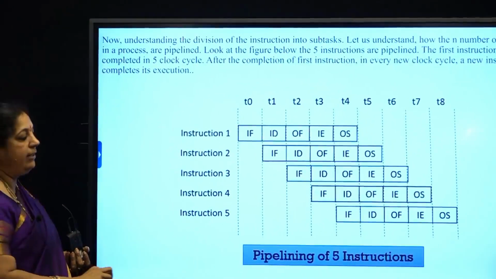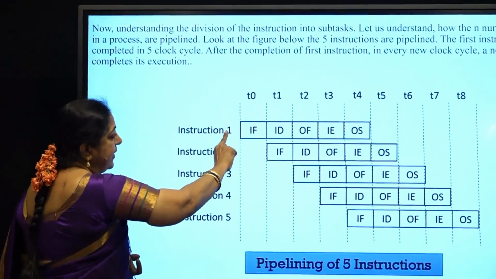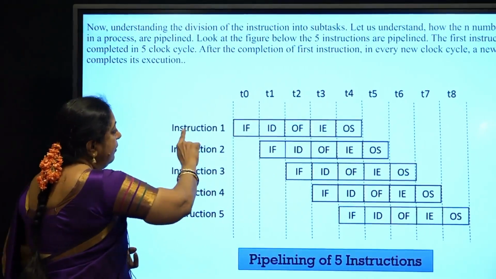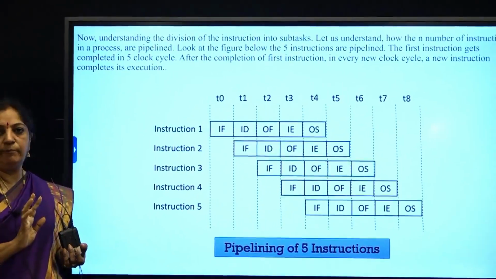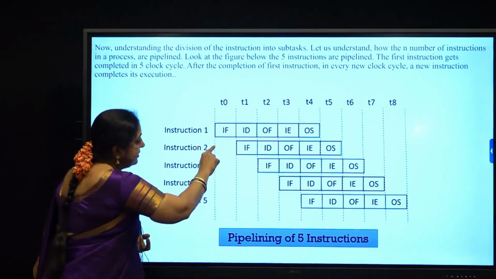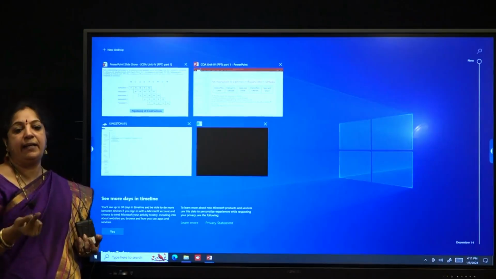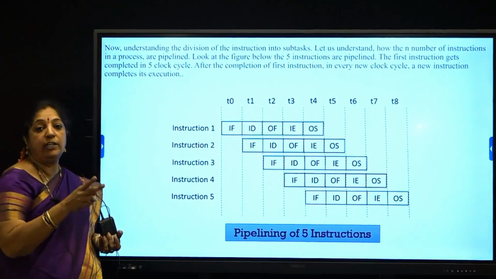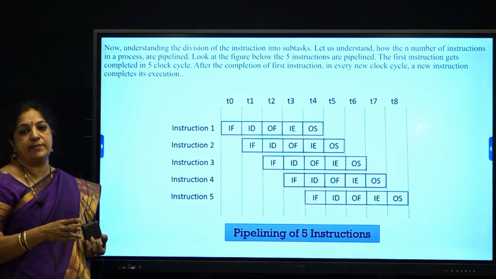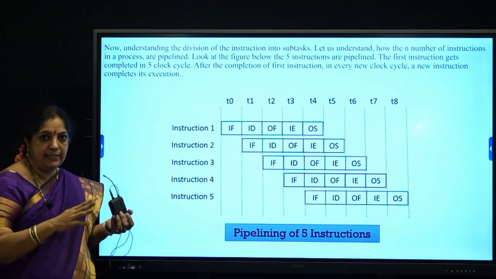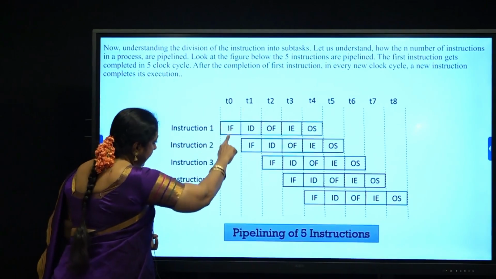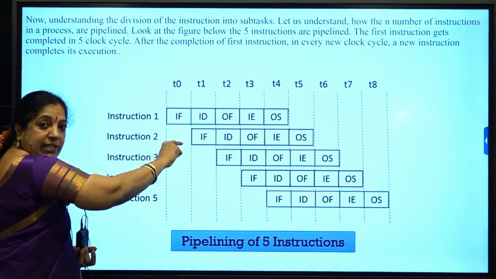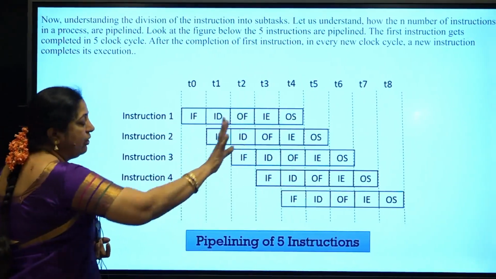For the second instruction, in the first clock pulse only the first subtask of the first instruction is performed. In the second clock pulse, the first instruction is decoded, and at the same time the second instruction's fetch subtask can also be done in parallel, because fetching the instruction and decoding the instruction are individual, independent events. They are not dependent on each other, so they can be performed in parallel. So in the first clock pulse T0, only the first instruction is fetched. The remaining have nothing.